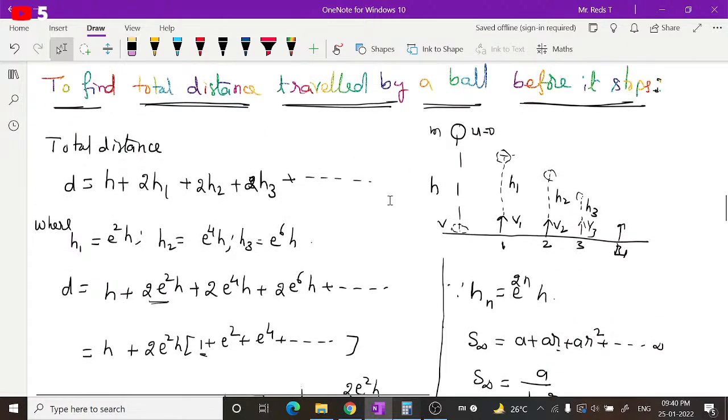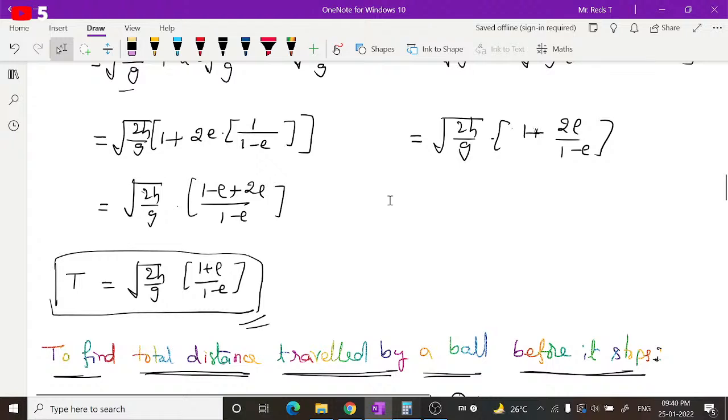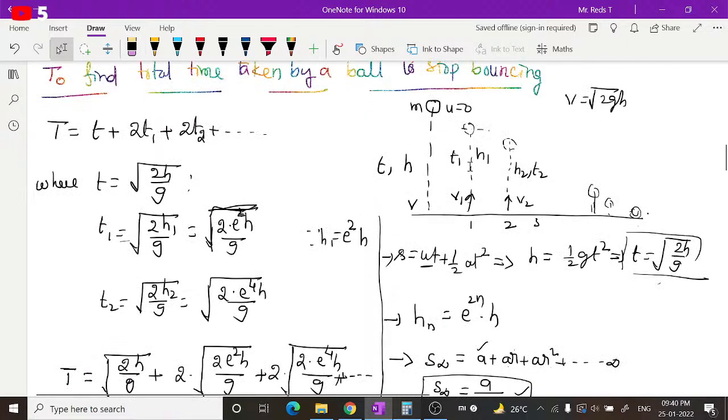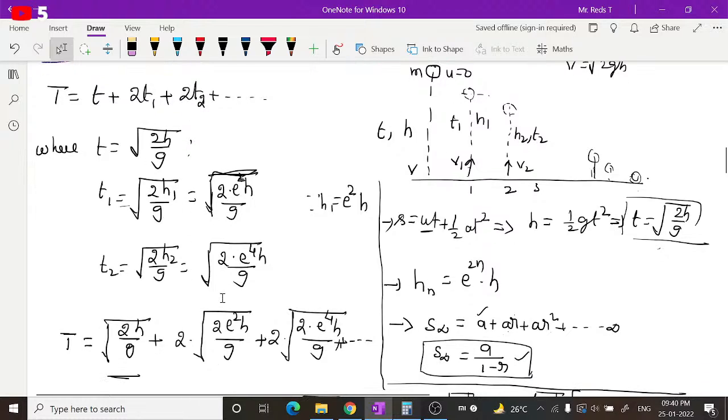These steps you have to remember, and similarly the total time taken before it stops bouncing is this much. After every collision, how much time it takes before another bounce will be understood with the help of these relations: t plus 2t1 plus 2t2 etc. This can be further expressed in terms of heights. And of course the sum of an infinite series also you should remember. This formula also you should remember, guys.